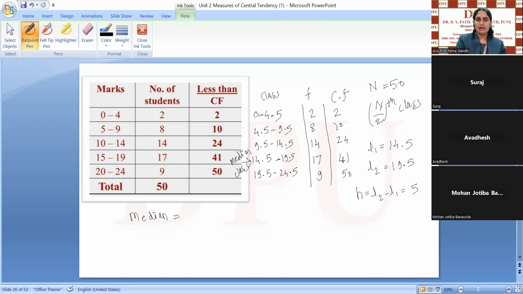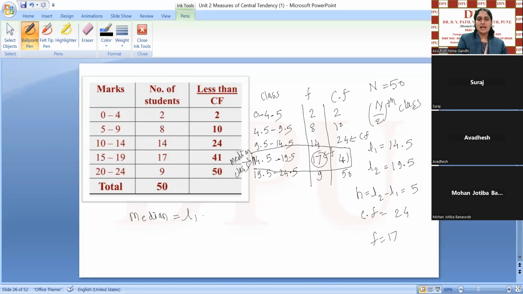Now this is your median class, right? This is your median class. Okay, so cumulative frequency of the previous class. So this is your CF. Your CF is 24. So this is the frequency of the median class. So your F is 17. So you are putting all the values now.